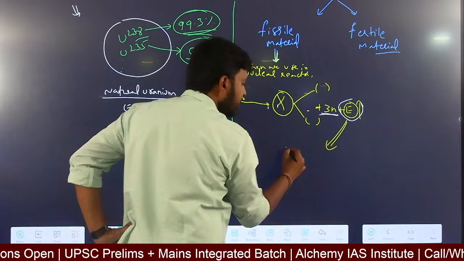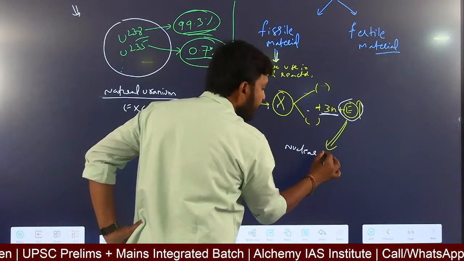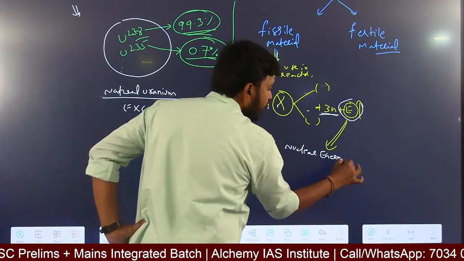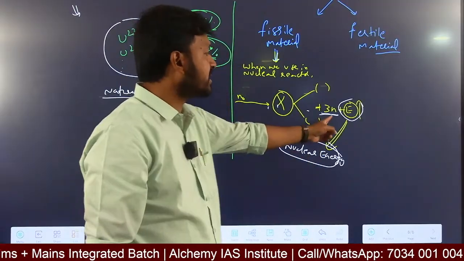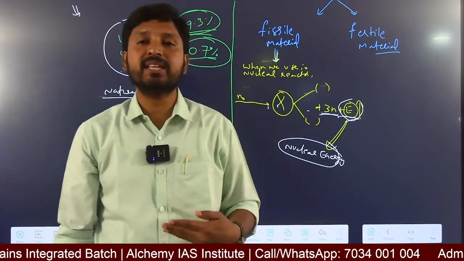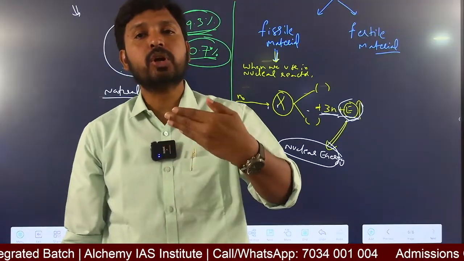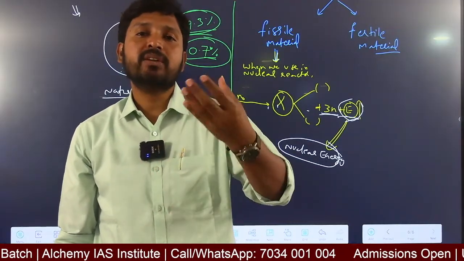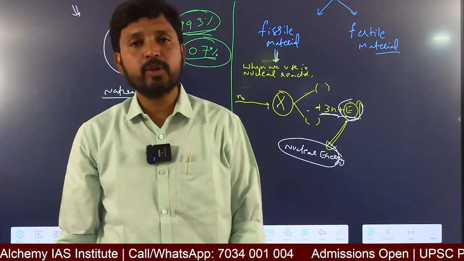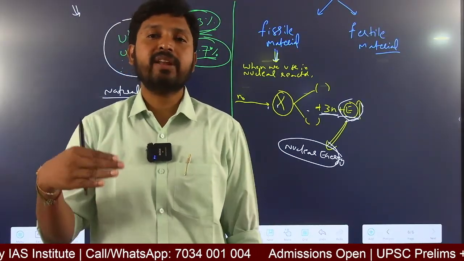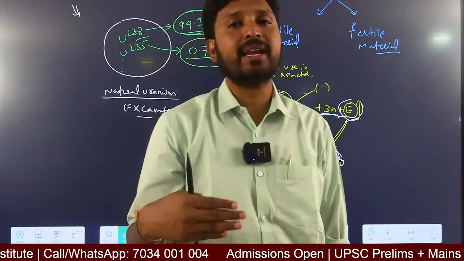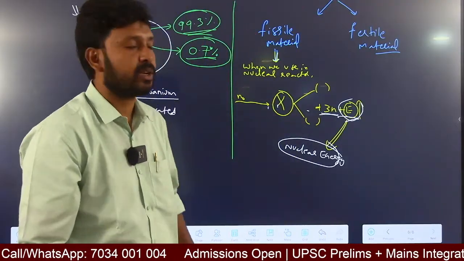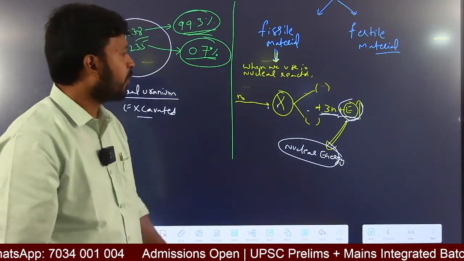This energy is generally called nuclear energy, and it will be used in our nuclear reactors. This energy is used to heat water so that it converts into steam, and that steam is used to run the turbines. Whenever the turbines are running, mechanical energy is converted into electrical energy. This is the mechanism generally followed.